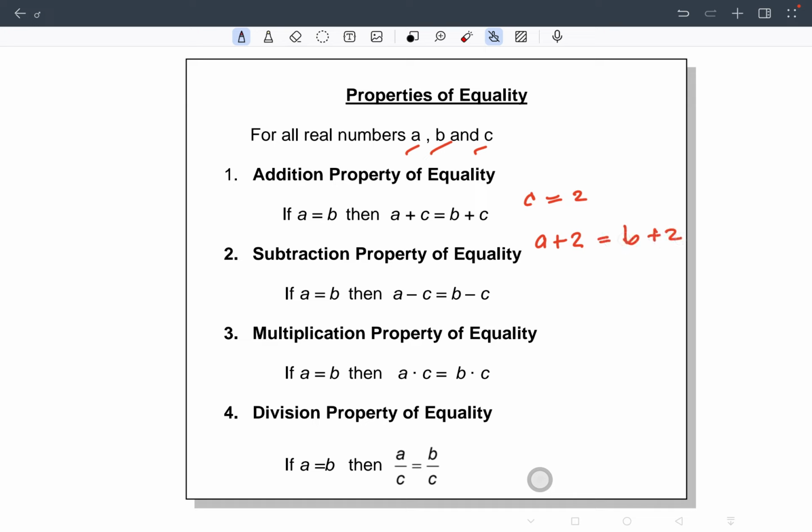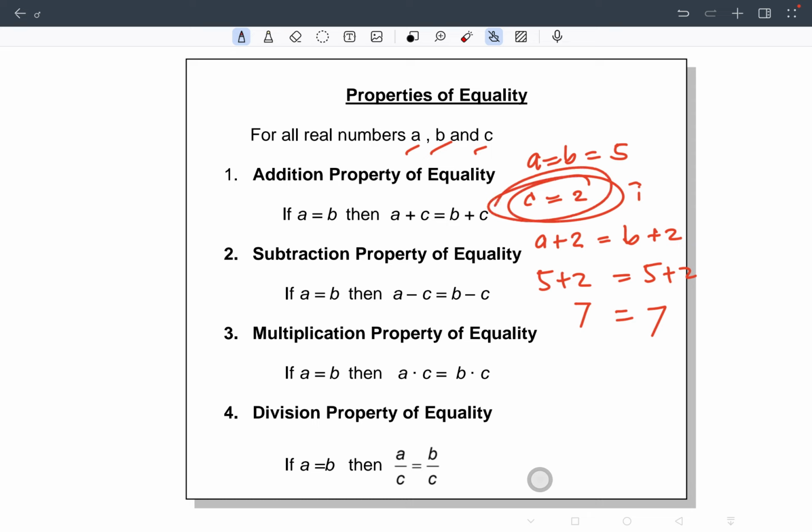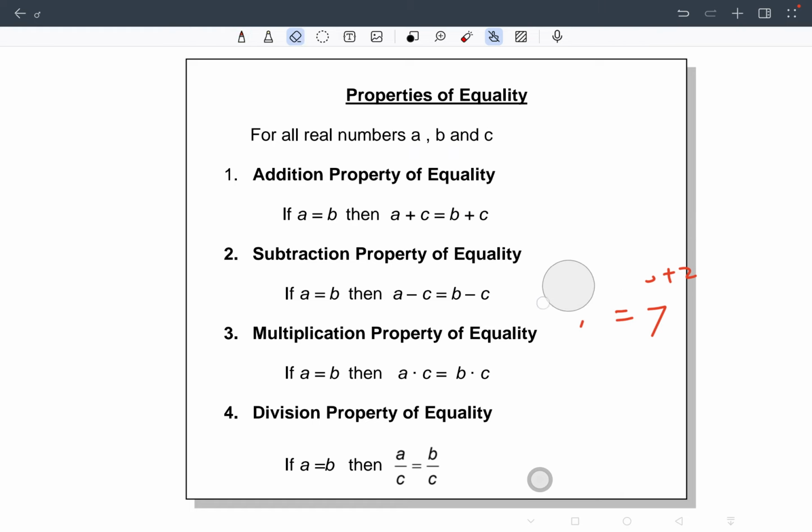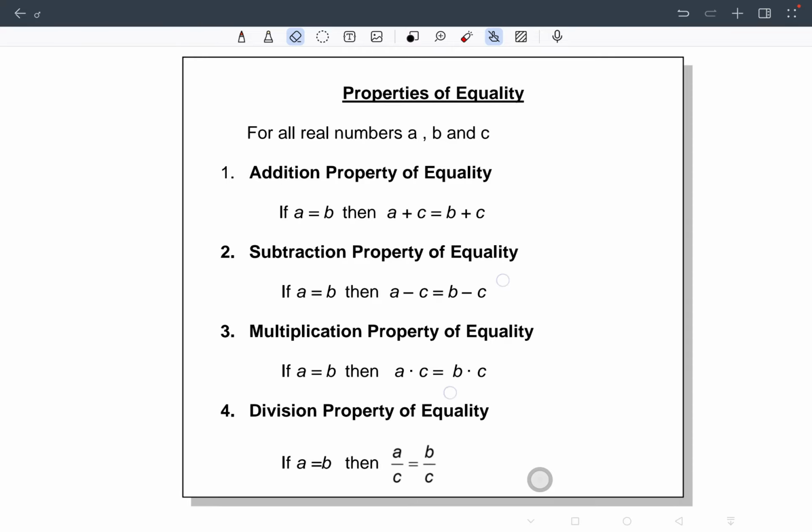Dapat parehas. Okay, like for example, let's think of any number na A equals B, sabihin natin equal sa 5. Okay, so ang A ay 5 plus 2, ang B ay 5 din, 5 plus 2, this is 7 equals 7. Therefore, ang A tsaka B ay equal. So we add on both sides this number, C na 2, parehas ang kakalabasan. Therefore, A and B daw ay equal. So that is the addition property of equality.